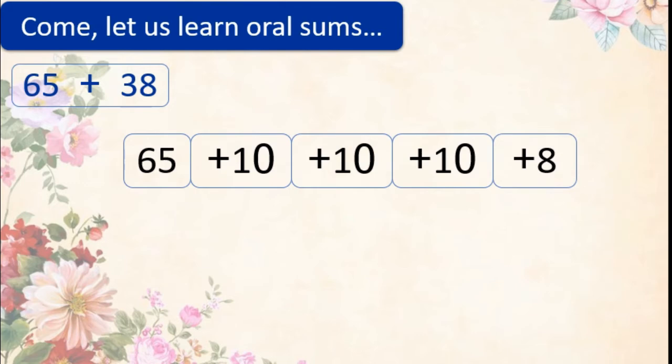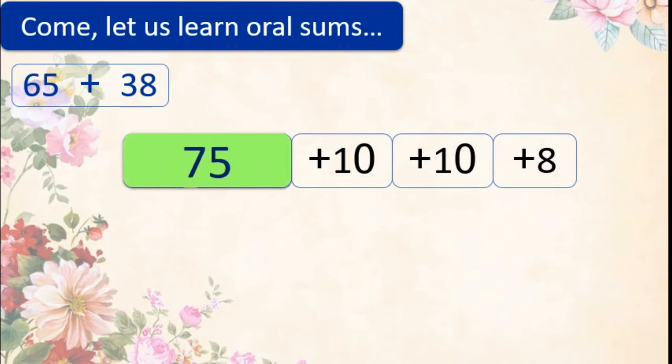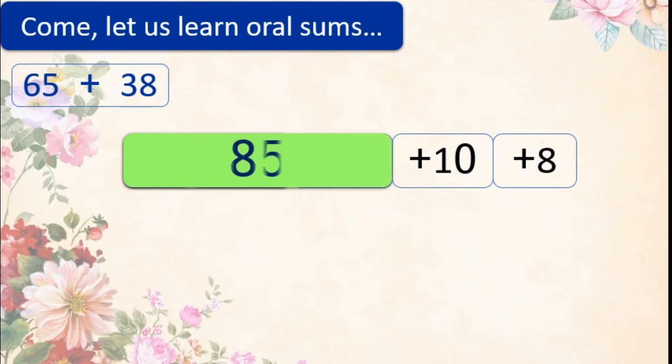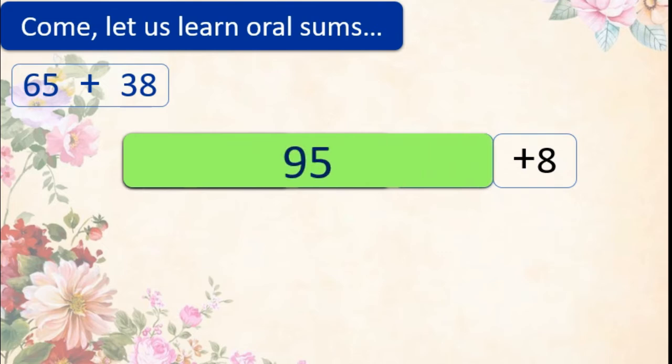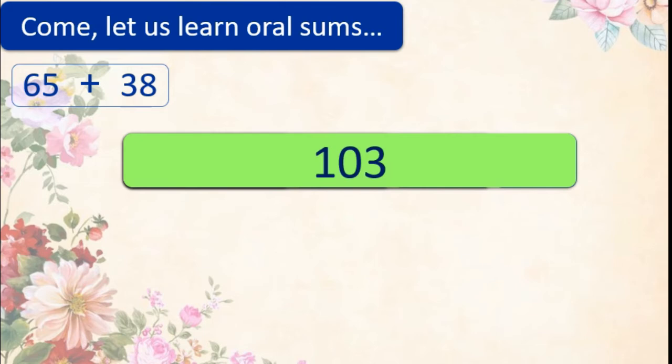Come on students, we will add the numbers. 65 plus 10 is equal to 75. 75 plus 10 is equal to 85. 85 plus 10 is equal to 95. Now 95 plus 8 is equal to 103. Isn't it? Got the method? You have to practice this. On your finger also you can count like this.